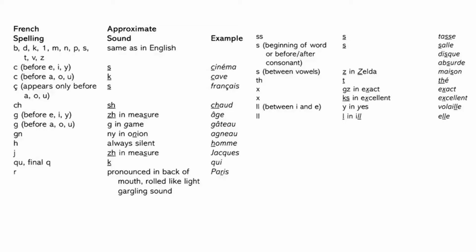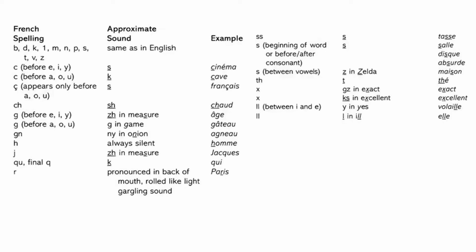Now double S sound is S, tas. S at the beginning of a word, or before or after a consonant, sounds the same: sal, diske, apseo. Now, S between two vowels, the sound is Z. So it is maison. Maison.